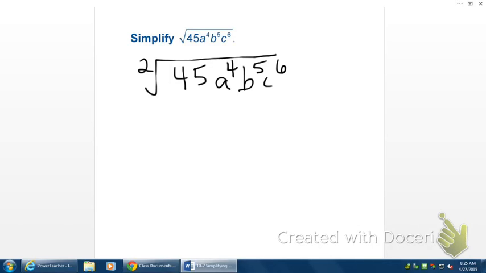Now let's simplify the number first. We've already simplified it one time. So yeah, 9 times 5, 3 times 3, and 3 times 3. Your 3's are your terms. Good. Now to the variable.